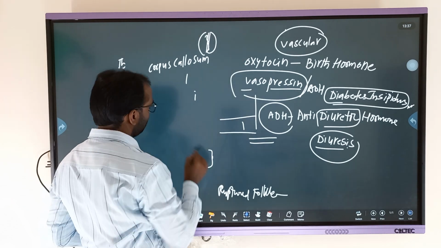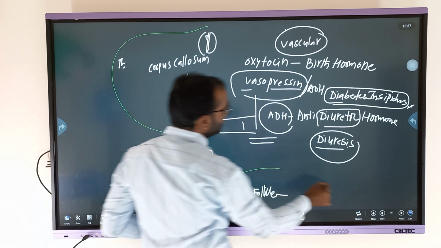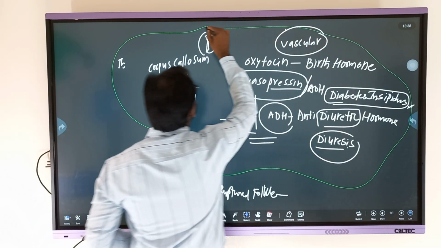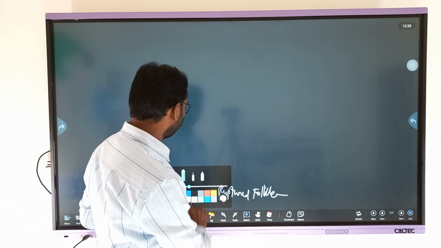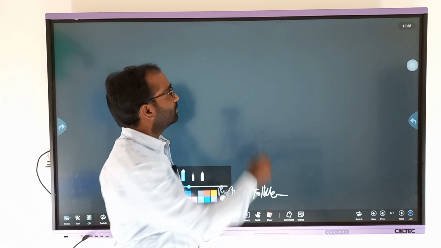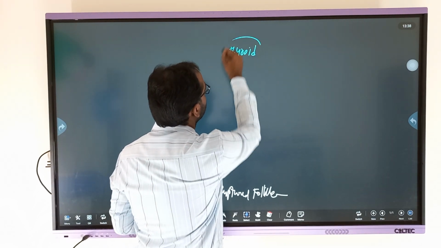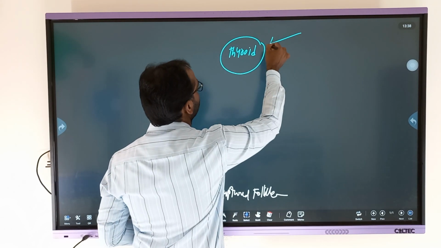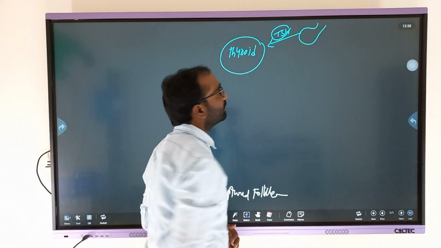So the thyroid gland is present near the trachea region, in the neck region. Okay now. So here, this thyroid gland is stimulated by TSH from the pituitary.